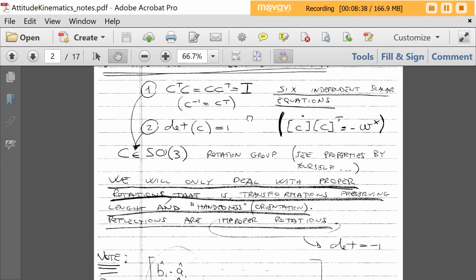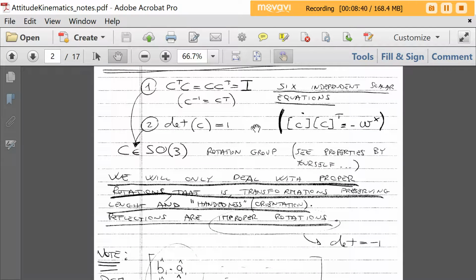There are some properties. Again, I'm going to skip a few things unless they're really important, and I'll just give you the results. You're more than welcome to go and prove them, or find in books where these things are proven. For a DCM, these relationships are valid. C transpose times C, and C times C transpose, gives you the identity matrix. Also, transposing a DCM is the same as inverting it. Its determinant is always 1.